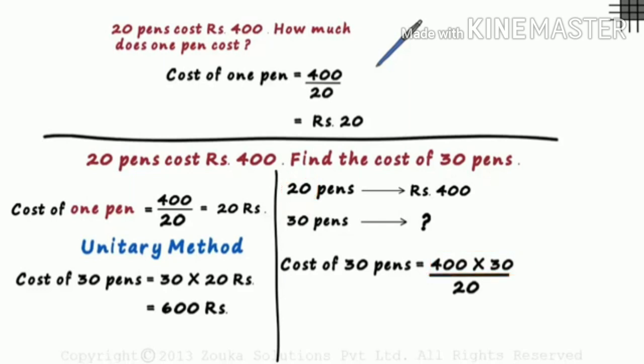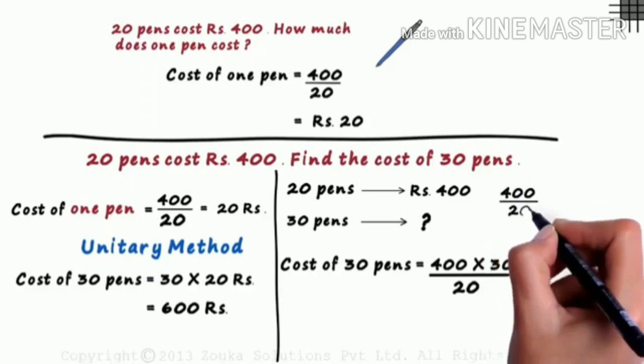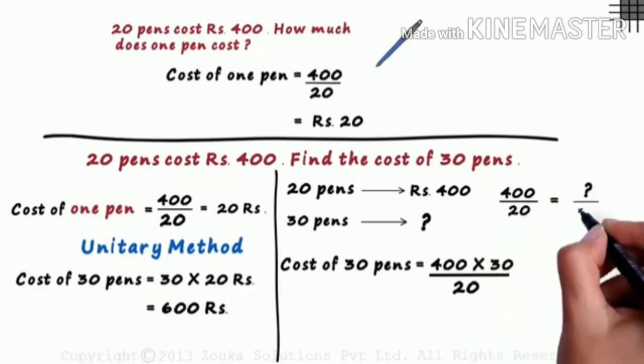There are two ways in which you can understand this. First, we're actually dividing 400 by 20 to get the cost of one unit and directly multiplying this by 30 to find the total cost of 30 units. So what we did using two steps previously is done in one step here. This gives us the cost of one unit and its product with 30 gives us the total cost of 30 units. Second, 400 by 20 will always equal total cost of 30 pens by 30.